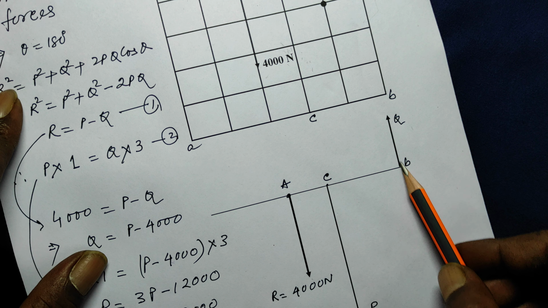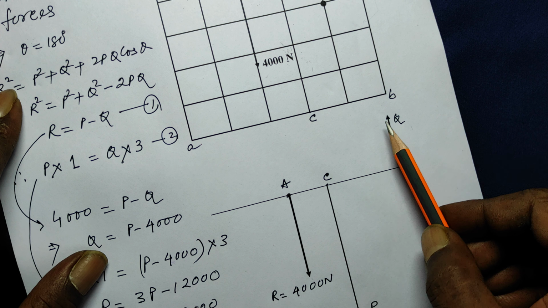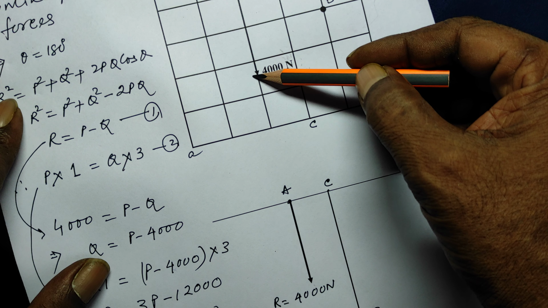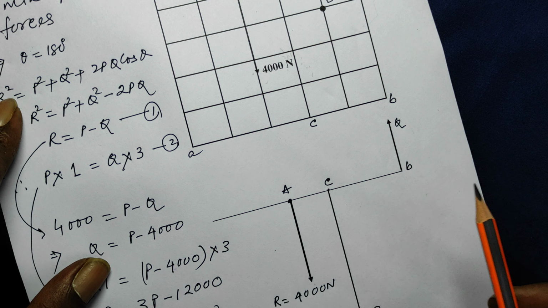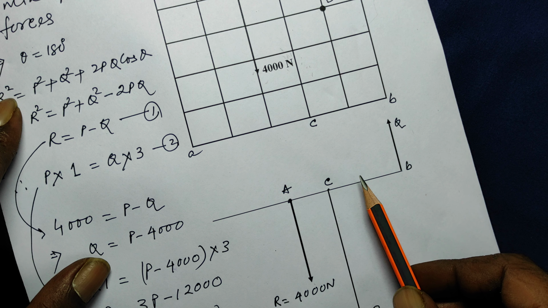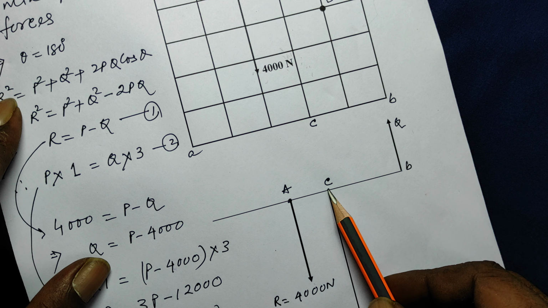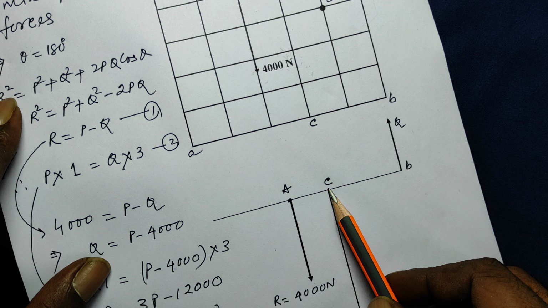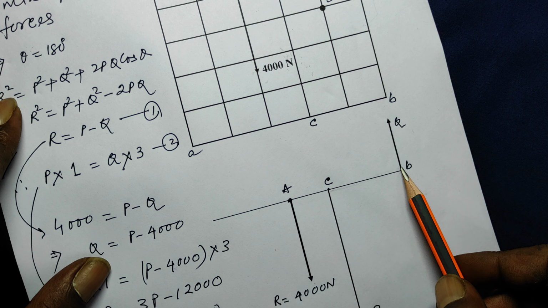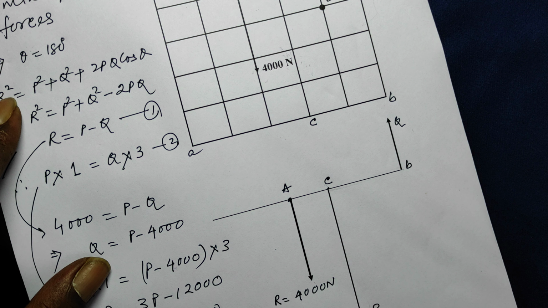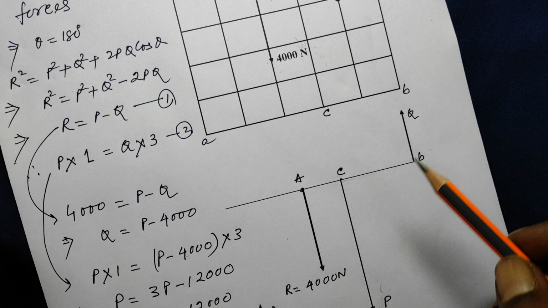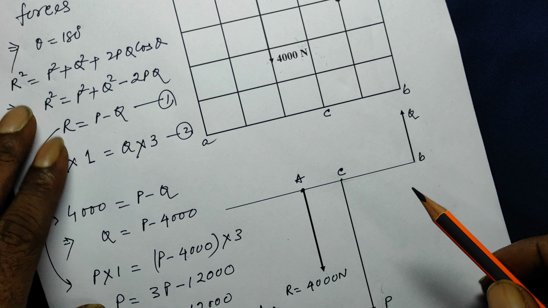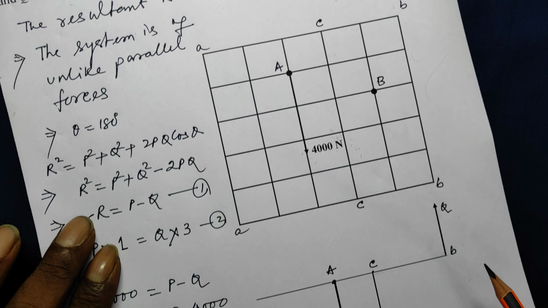I have to take it in this direction because this 4000 Newton, which is acting from point A, is not between P and Q. It is not in this interval. So Q and P have to be in opposite directions. Since P and Q are in opposite directions, the angle between them is 180 degrees.